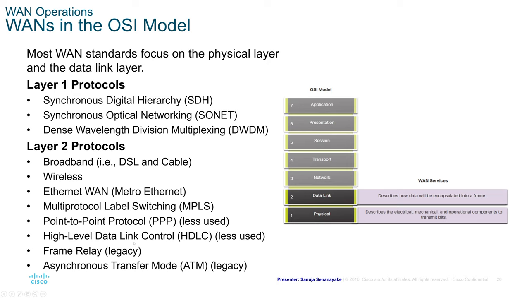high-level data link control, also known as HDLC, which is also less used, frame relay, which is a legacy protocol that you don't often use anymore in 2022. Asynchronous transfer mode, also known as ATM, again a legacy protocol which is not necessarily implemented in modern day. So these are just an overview of layer 1 and layer 2 WAN protocols that you should be familiar with, okay?